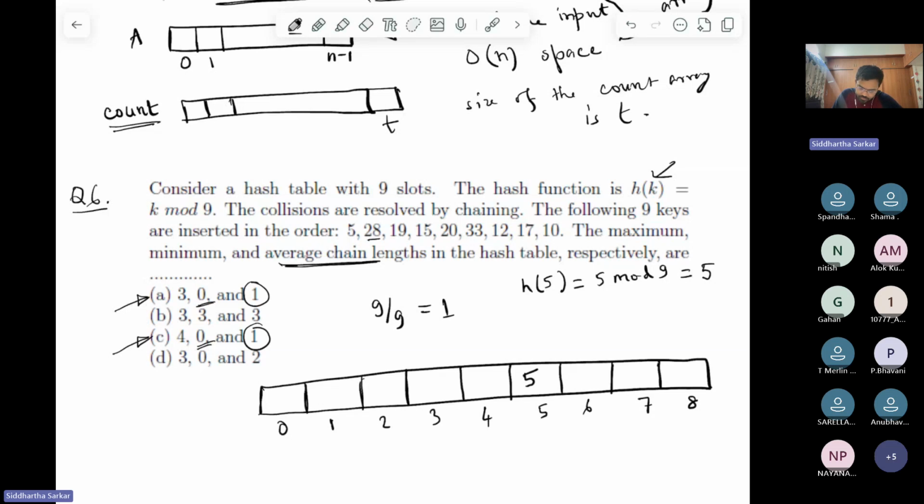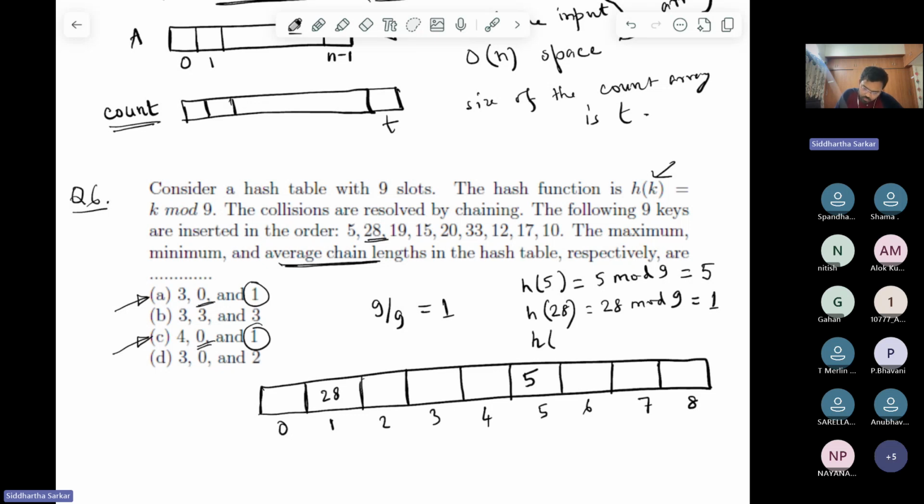Now for 28, we'll calculate h(28). That is 28 mod 9. Oh, sorry, not 5, it's 9. What is the hash function? K mod 9. So 28 mod 9. 3 nines are 27, so 1 will be the remainder. So in slot 1, I will put 28.